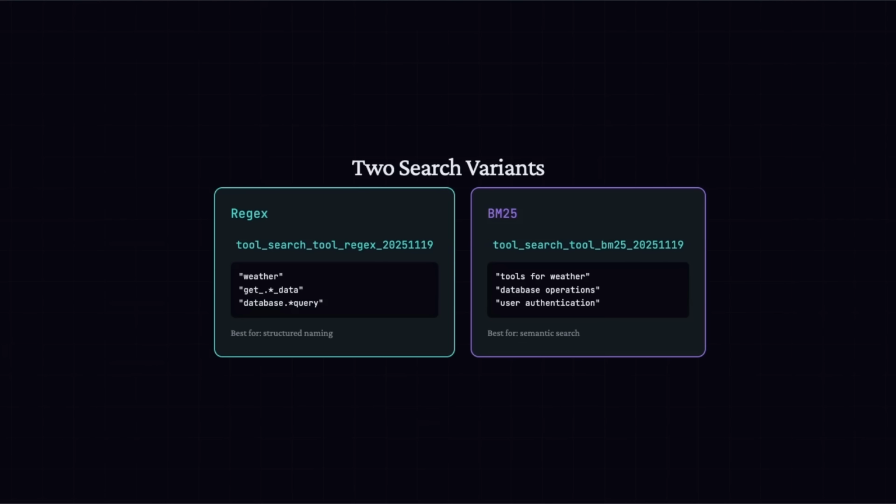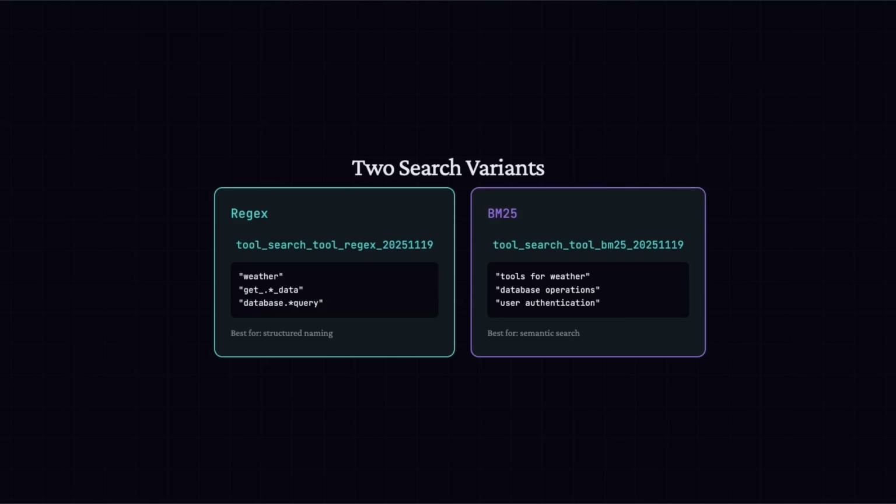Okay, so there are two different variants of this approach. The first one is regular expression based. In this case, Claude writes patterns like weather or get_*_data. These are best when your tools follow consistent naming conventions.